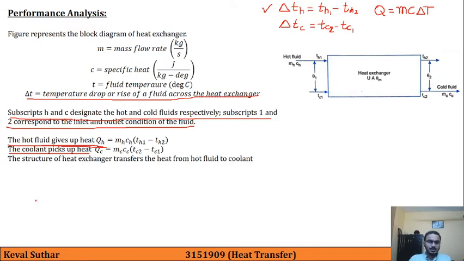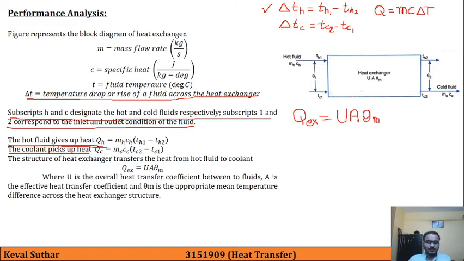So the heat exchanger transfers the heat from the hot fluid to the coolant. So this is Q heat exchange, that is Q exchanger is equal to U A theta M, where U is called the overall heat transfer coefficient between two fluids.